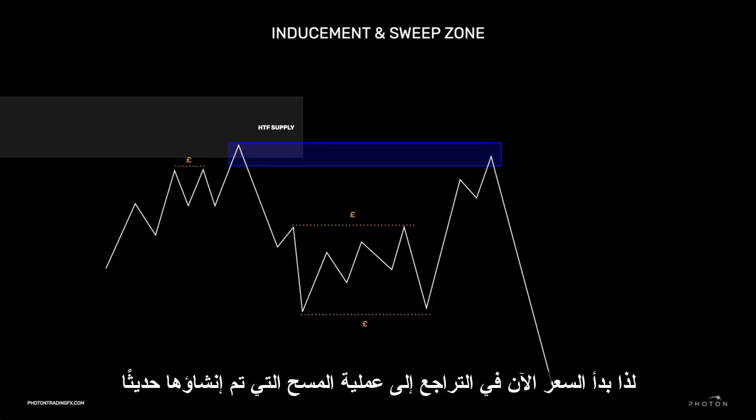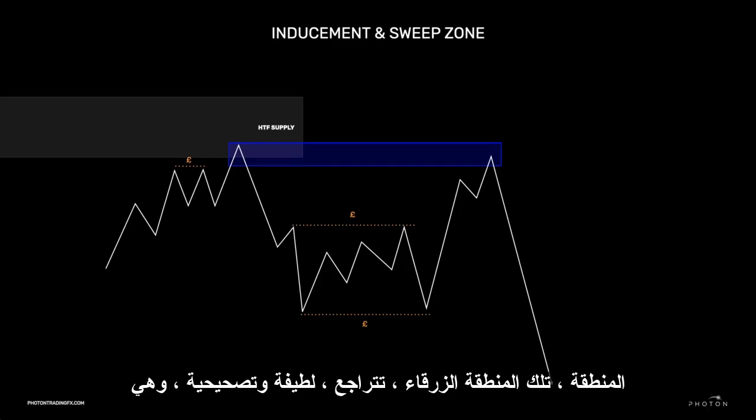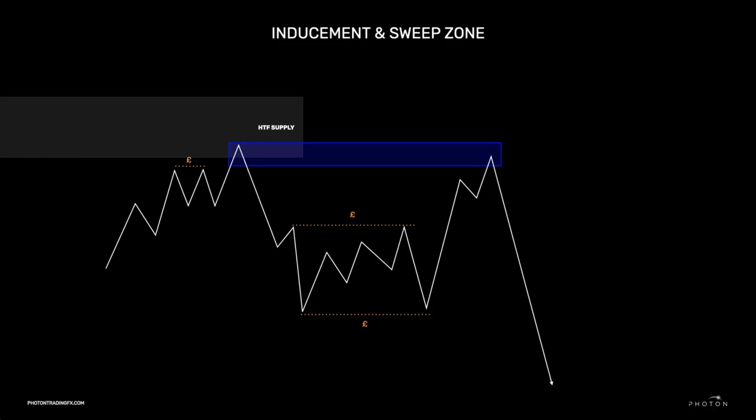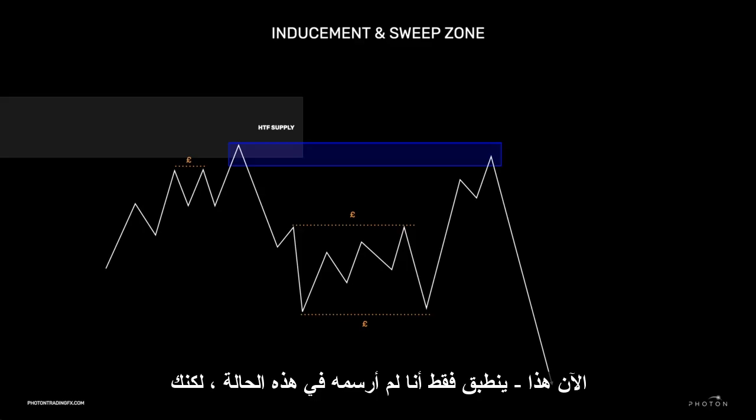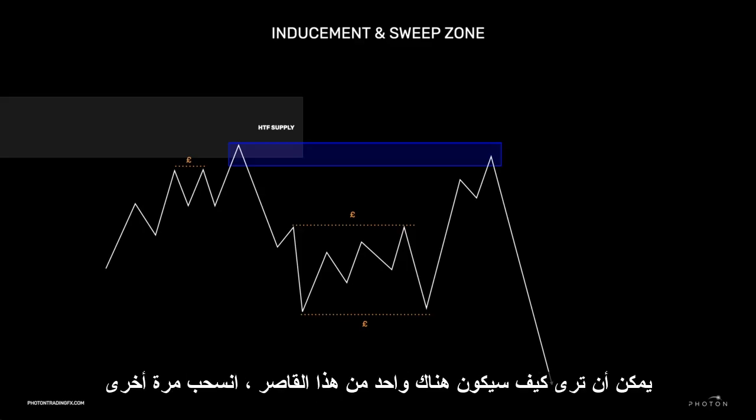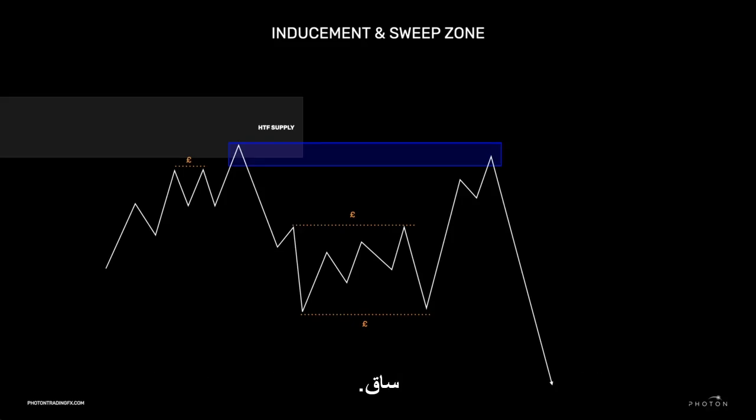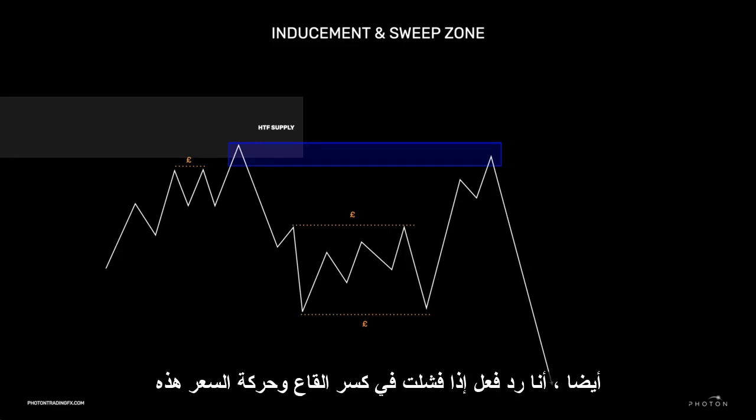So now as price starts to pull back to the newly created sweep zone, that blue zone, it pulls back nice and correctively, and it starts to react and sell off from the previous minor supply zone. Now that minor supply zone, I haven't drawn it on in this case, but you can see how there would be one, right, from that minor pullback in that bearish swing leg, but it doesn't have any inducement in that leg. So what happens is price only has a short-term reaction. It fails to break the low.